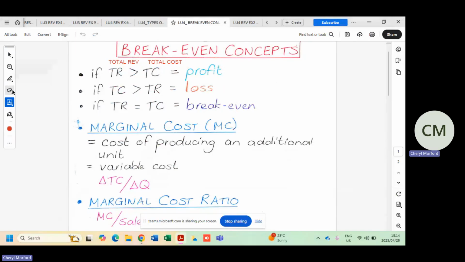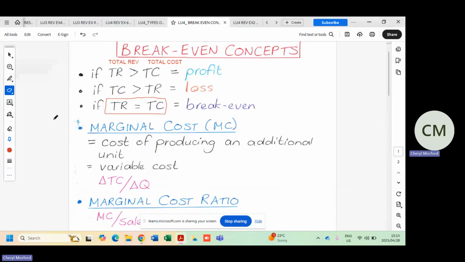And then what we are looking at here is the third one. If the total revenue and the total costs are exactly the same, the business is making neither profit nor loss because it has broken even. So the profit will equal zero.